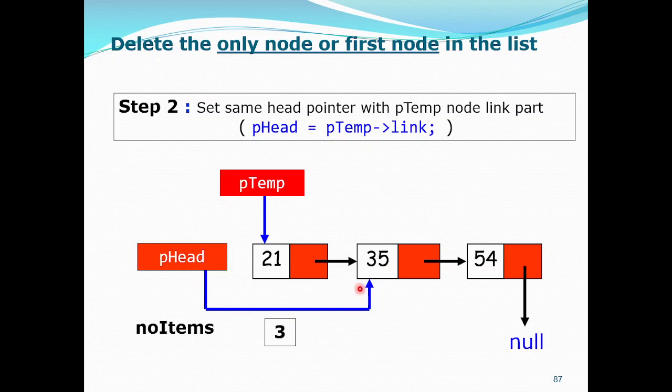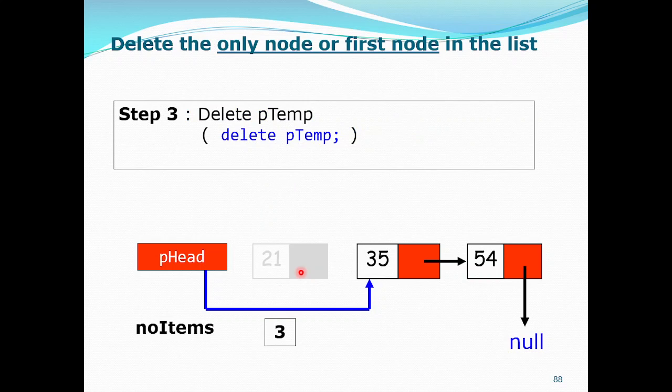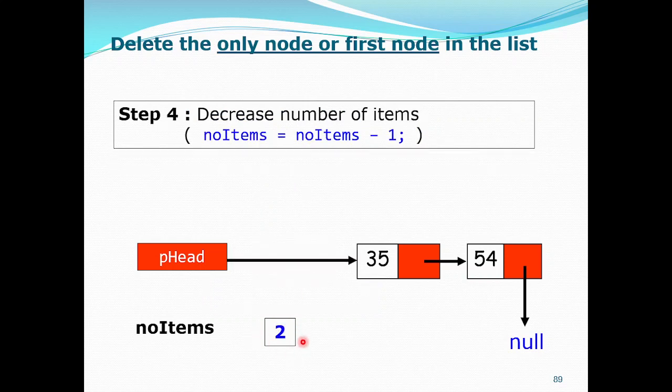Okay. And then we can delete this ptemp, and then we decrease the number of items by 1, and it becomes 2. So now phead points to the second node, and this second node becomes the first node. Okay, so 35 and 54 will be the only nodes inside the list.